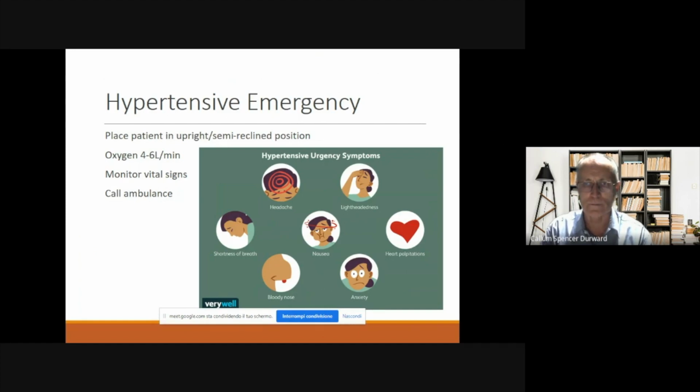Some of the symptoms of a hypertensive episode are shown here. Things like headache, lightheadedness, nausea, shortness of breath, heart palpitations, a bleeding nose. These are all signs that we should take note of.